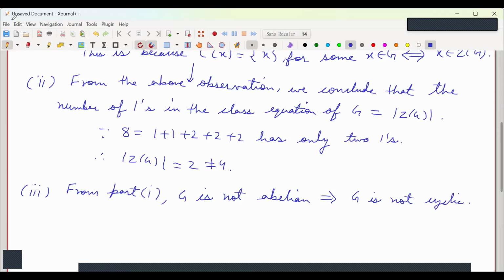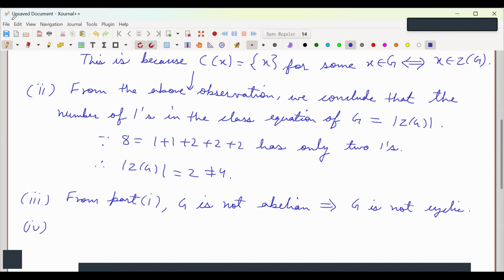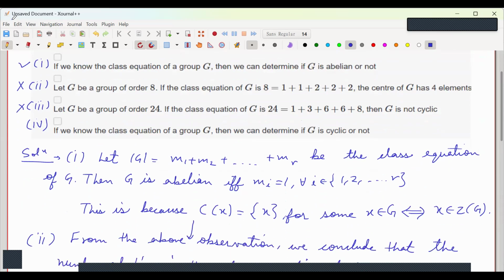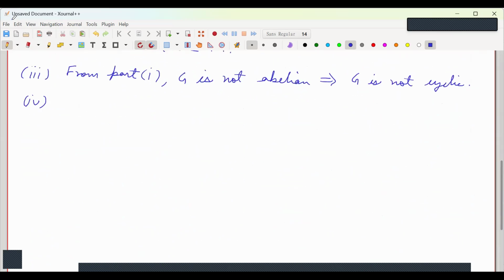Okay. Now, what about the fourth one? If we know the class equation of a group G, can we determine if G is cyclic or not? No. Right? For example, if I take the Klein group and the cyclic group of order 4, they both give exactly the same class equation, but one's cyclic, one's not. Very good. So this alone is not sufficient.